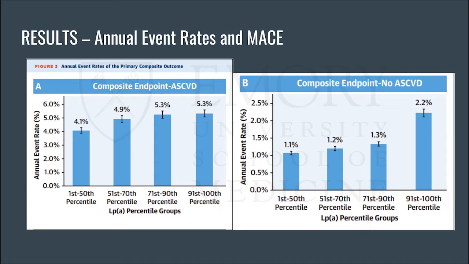Interestingly enough, in terms of the annual event rate percentage, those that had 91st to 100th percentile but no ASCVD still had a twofold risk less compared to those that had known ASCVD in even the first to 50th percentile, from 2.2% to 4.1%. So the presence of ASCVD in terms of analyzing this lipoprotein A level and what this all means clearly has a significant role to play in terms of annual event rates, which makes sense.